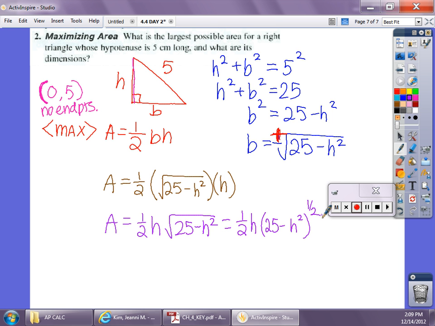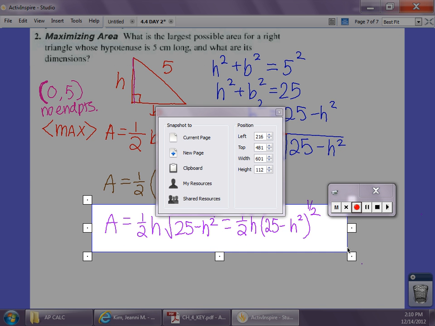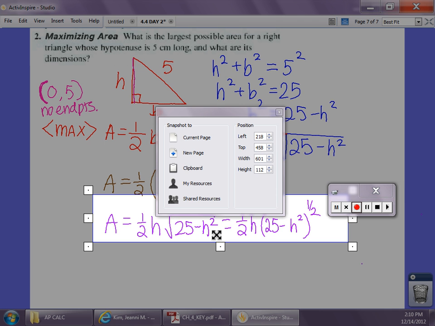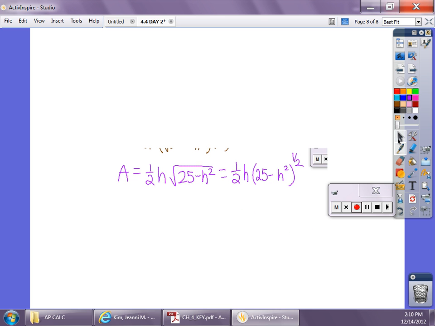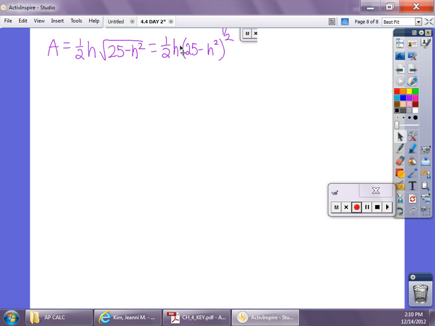And now that I have that, I can chop this over. I'm going to take this to another page so that I can work with the function. So what do we get? We get this guy here. I'm going to find its derivative.